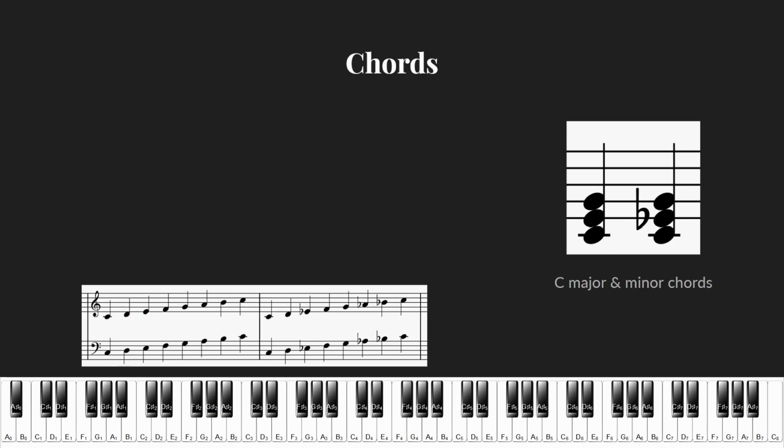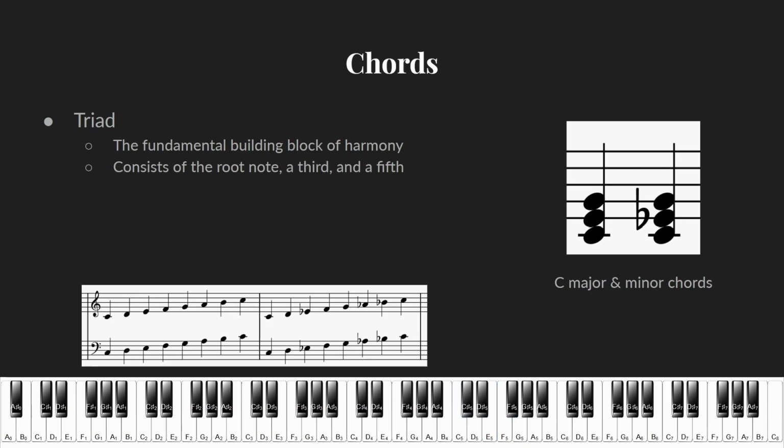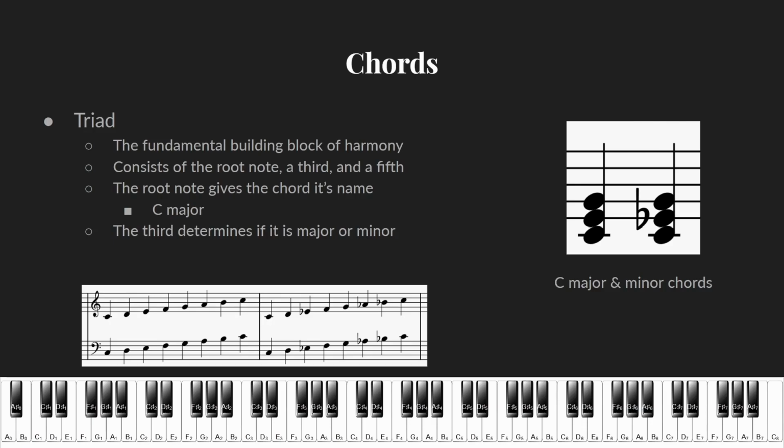Now going on to chords, so that's going to be anytime we have three or more notes at a time. So we have a triad, that's kind of the fundamental building block of harmony. So it's constructed from the root note, so in this case, a C major chord. We're going to start. The root note gives the chord its name. The third will determine, again, whether or not it's major or minor.